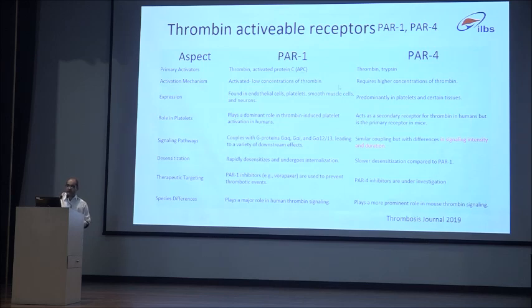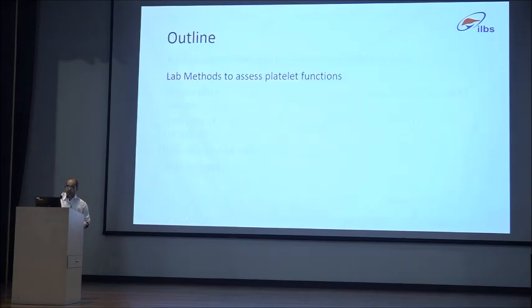So when the platelets are activated, both receptors are responsible for it, and PAR1 is the primary receptor in human beings, whereas PAR4 is in animals. PAR2 is not related to coagulation, it is related to inflammation and cytokine secretion.